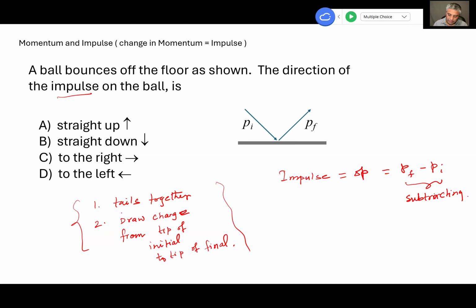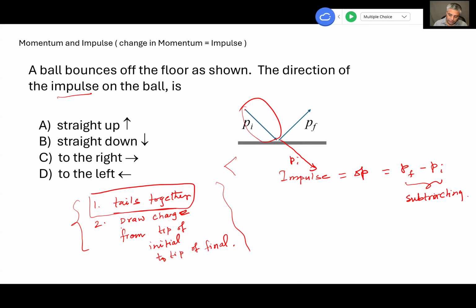So tails together, first draw tails together. You can move the tail of this one to the tail of this, or the other way around, either way is fine. So over here, I'm just moving this one over there. This is the new position of the P initial vector. It is still the same because I did not change the direction, and I did not change the length. Okay, so that is step one.